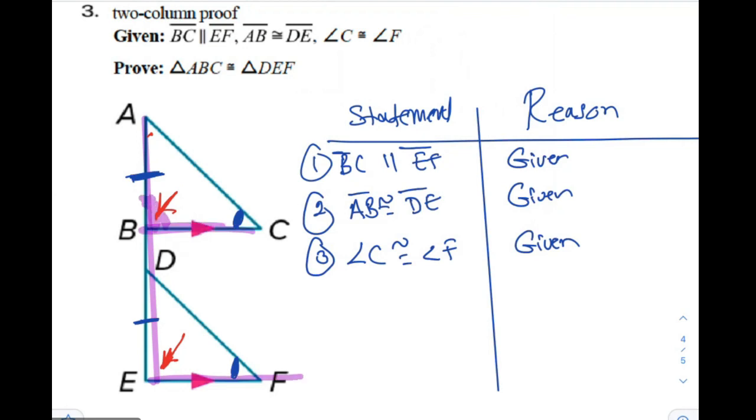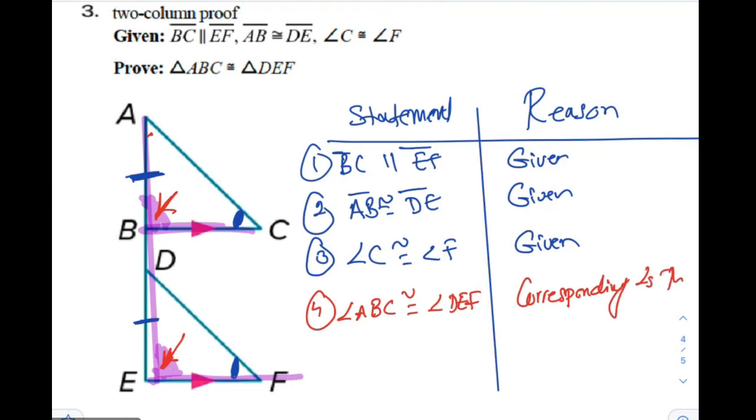And one interior, one exterior angle on the same side of the transversal. So we have corresponding angles. So that means we can say that angle ABC is congruent to angle DEF. Reason: corresponding angles theorem.